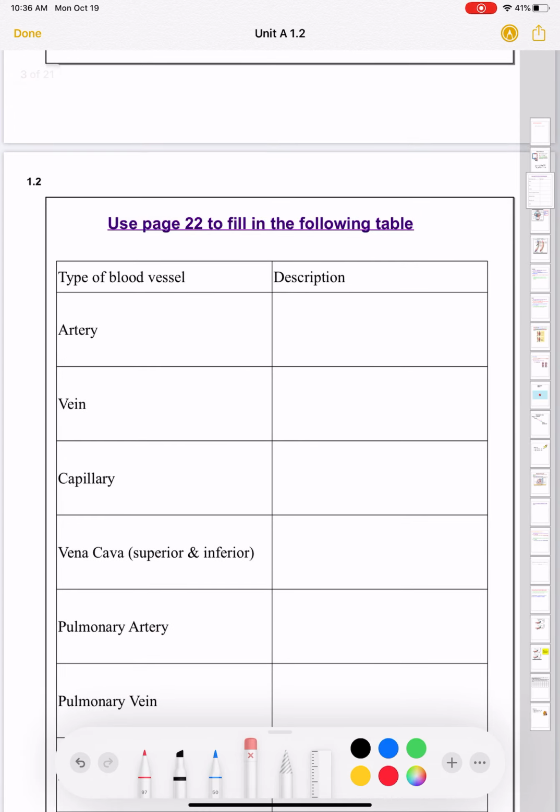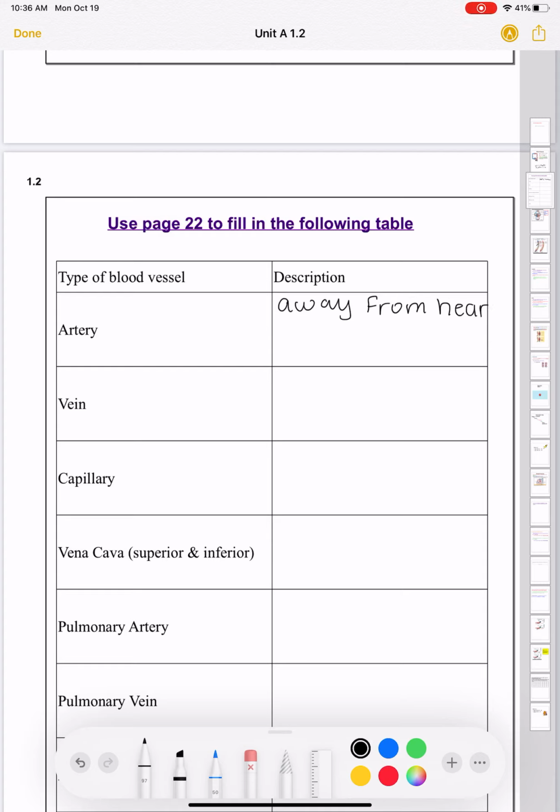So it says use page 22 to fill in the following table. So this is page 22 of your textbook. I'll make sure to put it on the classroom for you, but I can fill out some of this with you right now. So our arteries, those are always away from the heart.